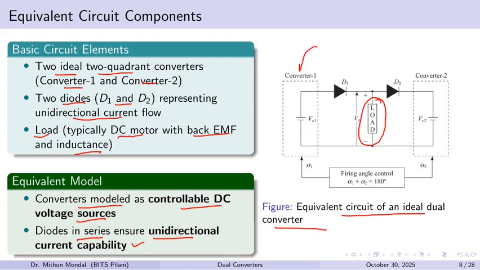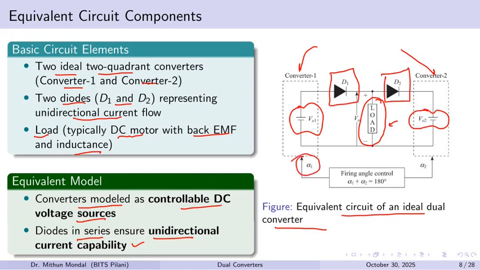So this is converter 1 and this is converter 2. So we have a DC voltage here, and the diode makes the power unidirectional. So here the two DC voltages are connected with two diodes and through the load. So firing angle alpha 1 for converter 1 and firing angle alpha 2 for converter 2 together sum up to 180 degree for this circuit.